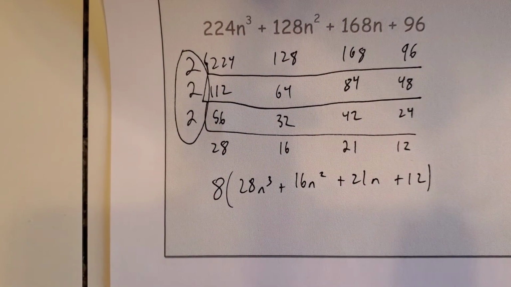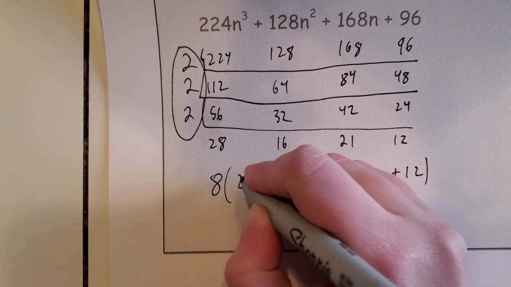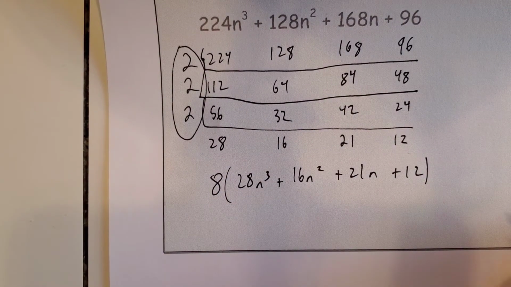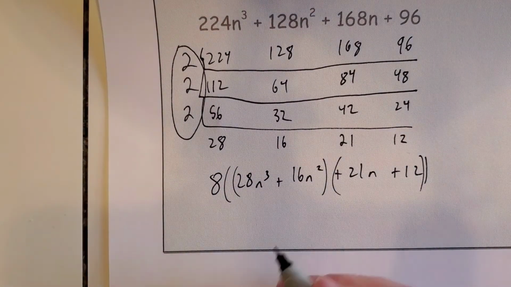Now we're going to factor by grouping. So we haven't talked about that in a while. When you factor by grouping, you're taking all four terms and you're breaking them up into groups of 2. So one group of 2 and one group of 2. And you're factoring a GCF out of each.